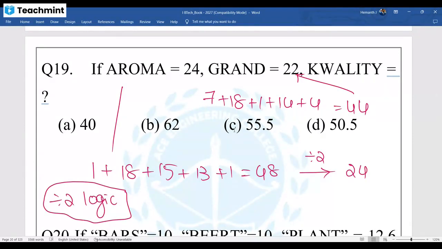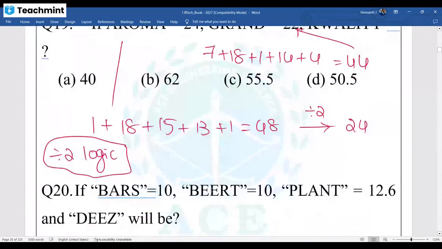Minus 2 logic means they subtract 2. Plus 2 logic means they add 2. Don't expect a lengthy explanation, no. People will simply say divide by 2 logic is the solution, simple. Then you have to understand whether they divided every letter by 2 or the entire summation by 2. The divide by 2 logic, simple.